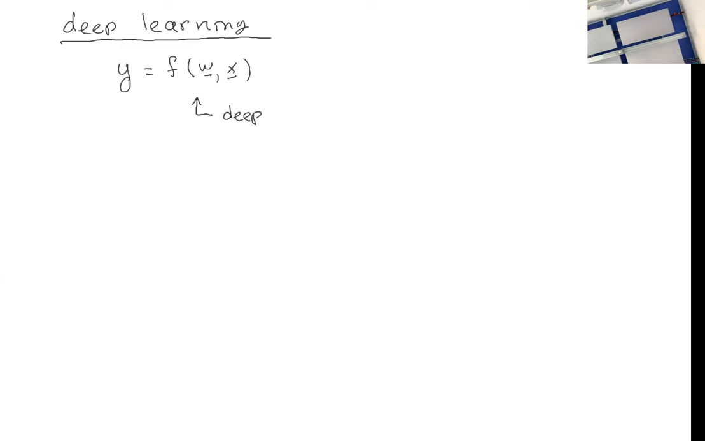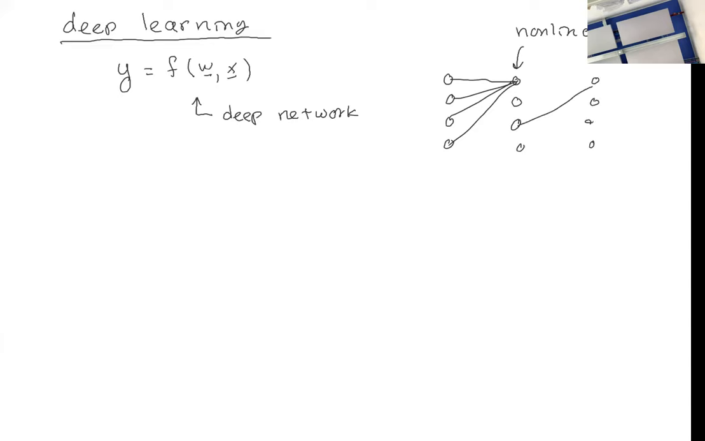Okay, let's start. So we're talking about deep learning. And when it really comes down to it, we have some function y equals some function of weights, which are a bunch of parameters, and x is input, and f is a deep network. We can think of it as a bunch of units, and they're connected, and then there's the nonlinearity. And by having lots of layers, you can have really complicated functions.